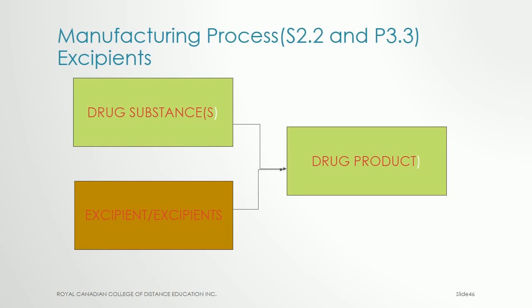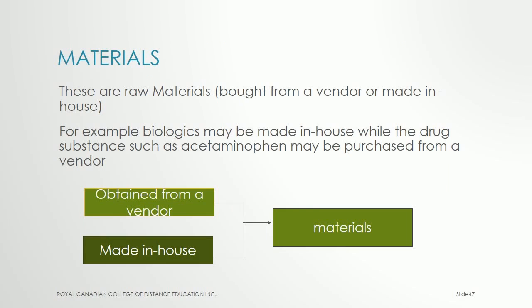Manufacturing process. Excipients. The drug product consists of drug substance and excipient/excipients. The type of excipients in a drug product vary with the formulation. Materials. These are raw materials bought from a vendor or made in-house. For example, biologics may be made in-house, while the drug substance such as acetaminophen may be purchased from a vendor.